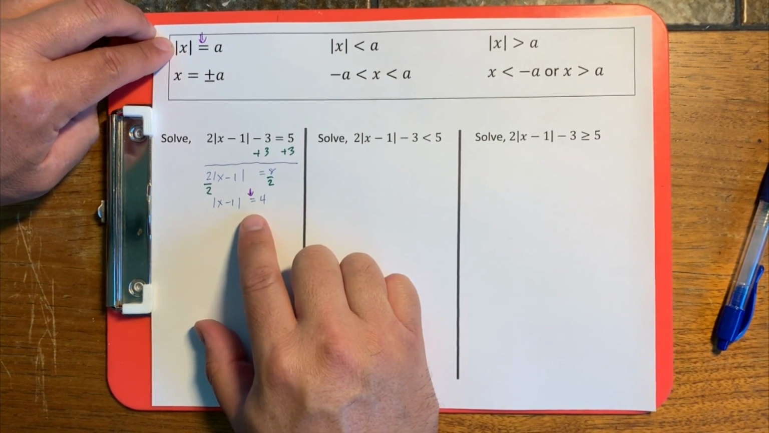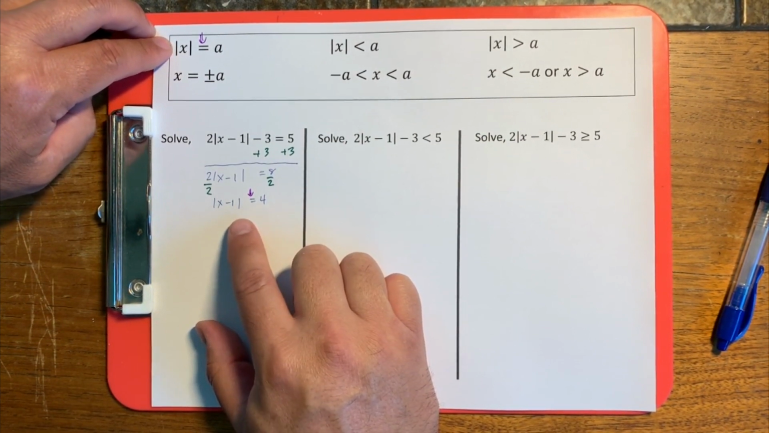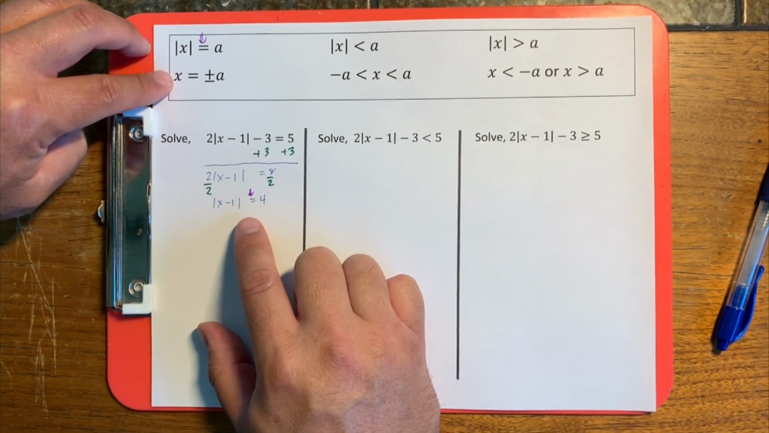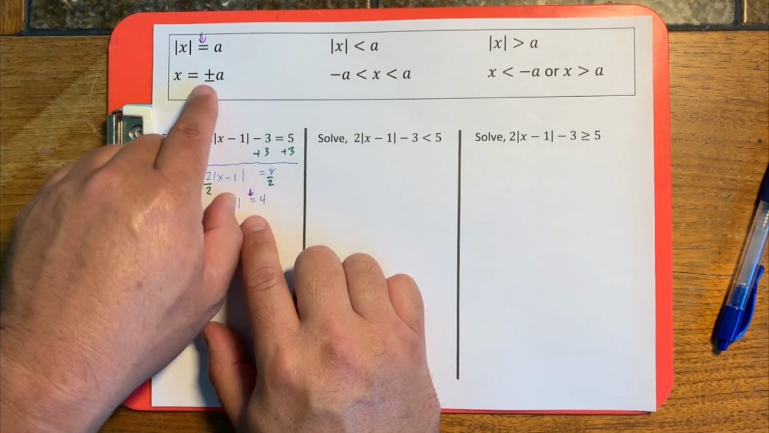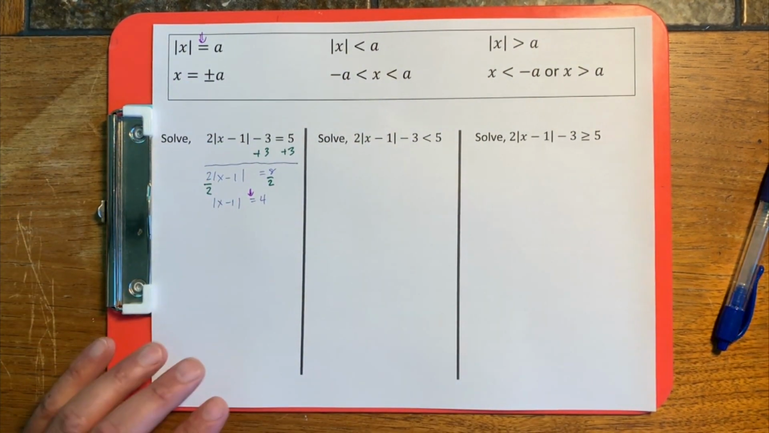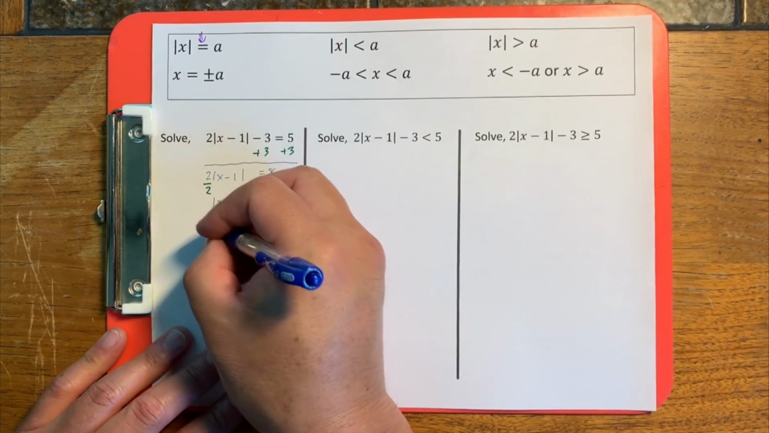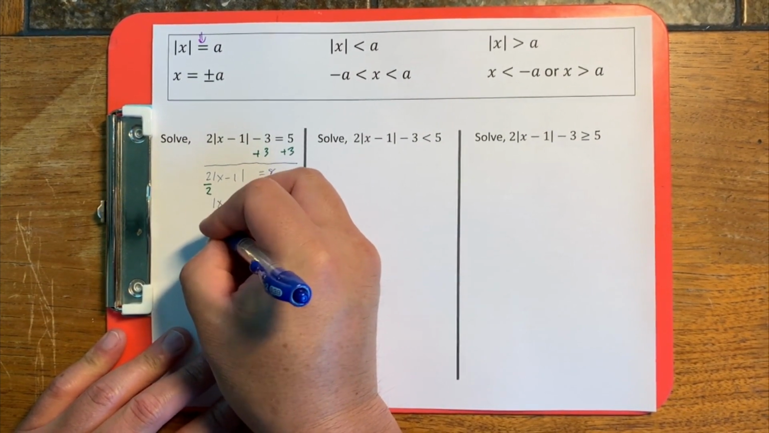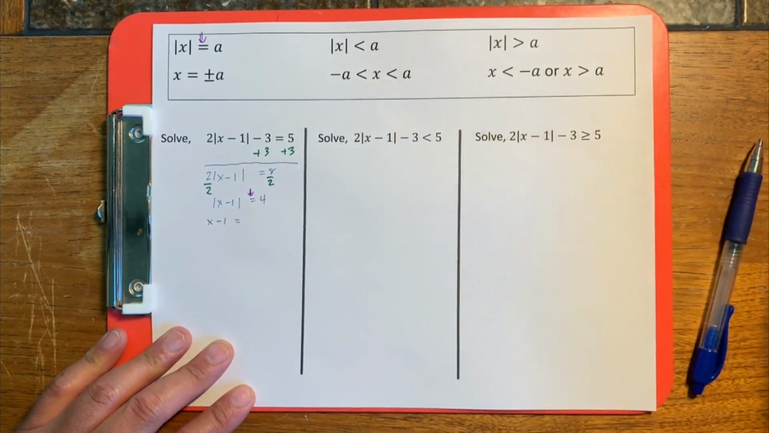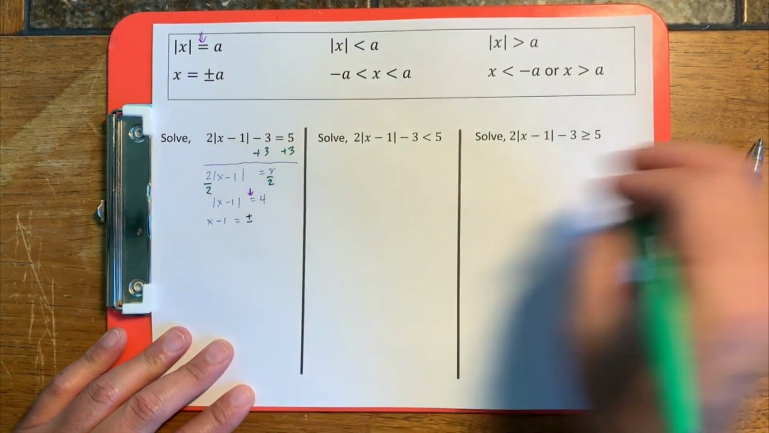Okay, now, what we want to do is we want to get rid of the absolute value. So in order to get rid of the absolute value, I'm going to add a plus or minus to the right side. So let's get rid of the absolute value. Add this plus or minus over here.